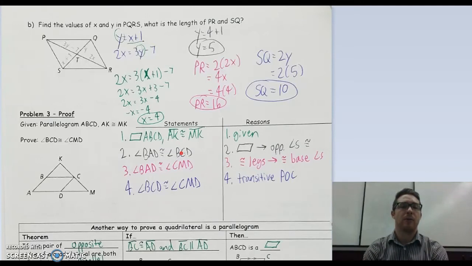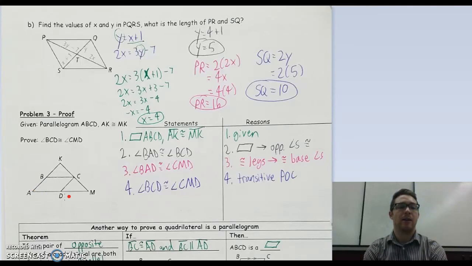A little bit separate reasoning for step 3, that's using part of the given. If I know that AK and MK are the same, what that does is makes this a big isosceles triangle. So since it's isosceles, angle BAD in this bottom left corner should be congruent to the other bottom corner, so CMD, because if I have congruent legs for AK and MK, that means my two base angles will be the same.